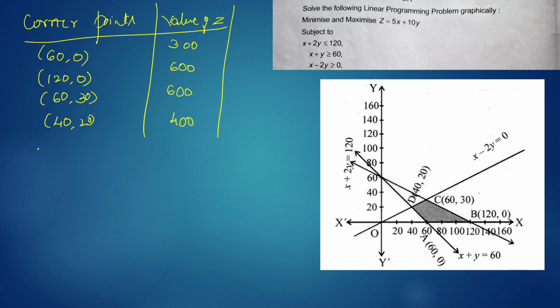Among these, the minimum value is 300 and the maximum value is 600. We are getting the maximum value at 2 points. Therefore, this graph has the minimum value of 300 at the point 60, 0 and it has maximum value 600 at the points 120, 0 as well as 60, 30.